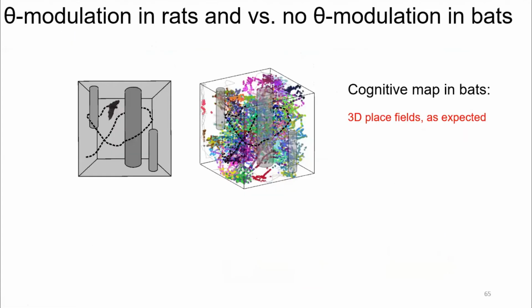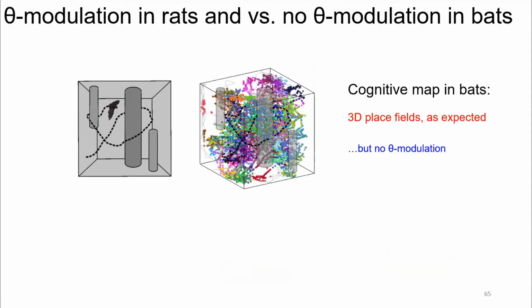An interesting outcome of this model was that we applied it to the case of bats. As I mentioned, the bats are representing or mapping three-dimensional spaces. And what's interesting, they observed experimentally that there's very little theta precession.